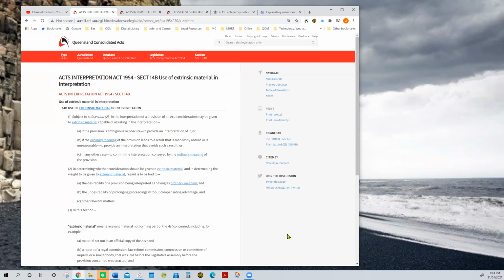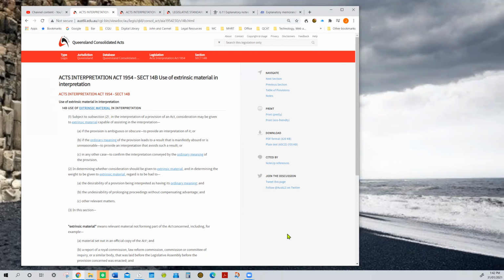14B 1B says, if the ordinary meaning of the provision leads to a result that is manifestly absurd or is unreasonable, then you can go to extrinsic materials to provide an interpretation that avoids such a result. That's interesting. You know, in week one, I talked about black letter law. I talked about the distinction between common law and equity, which we all know together is sort of all common law. If you interpret an act and it comes to a really manifestly absurd or unreasonable outcome, then you go to the extrinsic materials and that will guide you in terms of how to actually read and interpret that legislation.